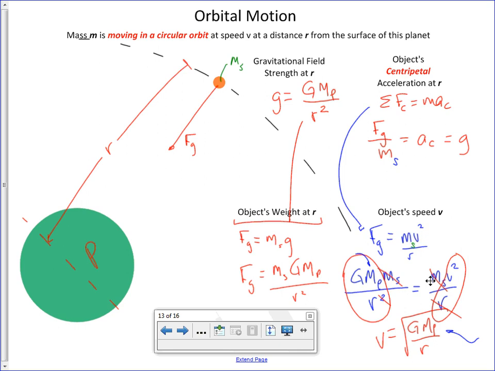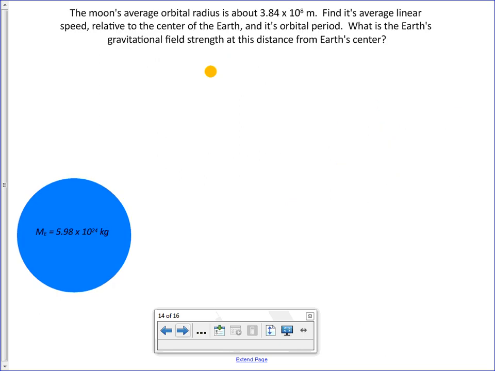All right. Let's look at a concrete example. Here's the moon. There's the Earth. Moon's average orbital radius is about that. Let's find its linear speed relative to the center of the Earth. And then its orbital period. And then the Earth's gravitational field strength at this distance from the Earth's center.